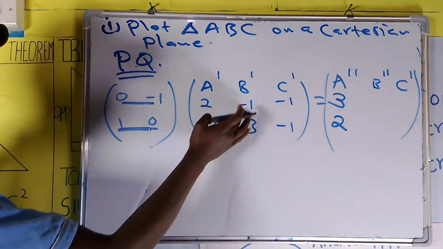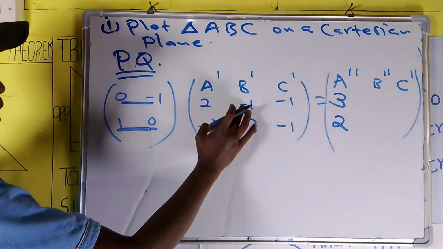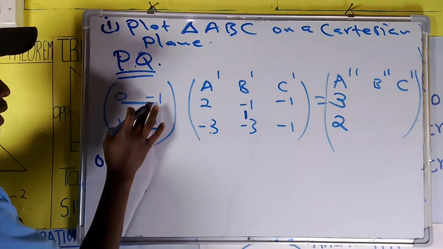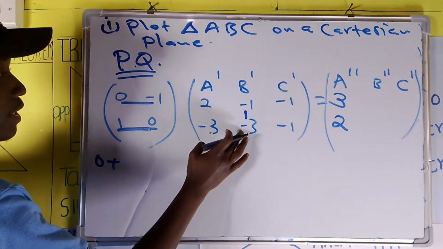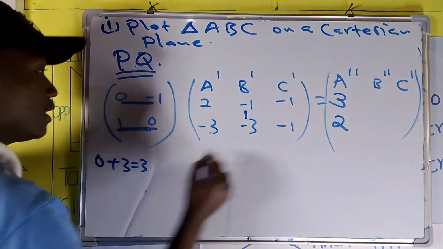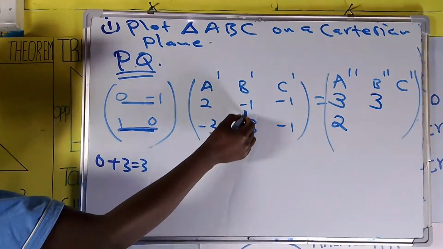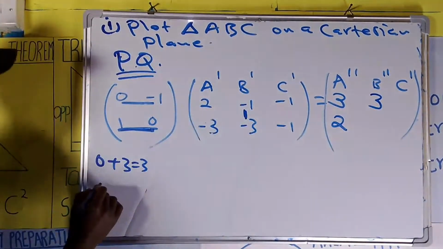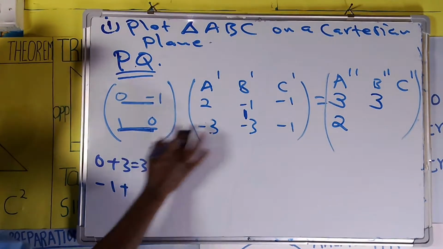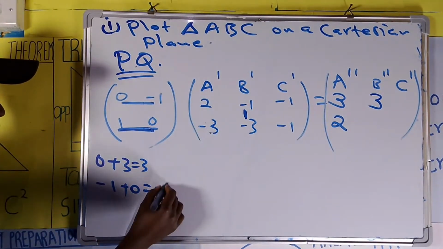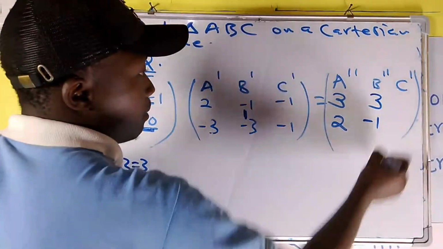Zero, the first row and the second column. 0 times -1 is 0, plus -1 times -3 is 3. So that will still give us a 3. Then this one and this one. 1 times -1 is -1, plus 0 times -3 is 0. So it will be -1.